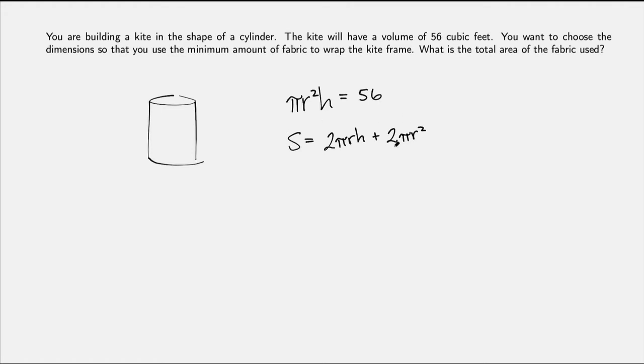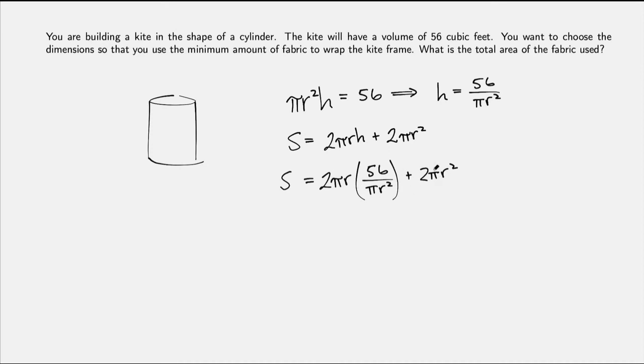Now we're looking for the smallest that this surface area can be, and so we come up here and we're going to solve for h, because then we'll be able to plug that in here and have this just a function of r. And so solving this thing for h here, we can get h by dividing by pi r squared. So we get 56 over pi r squared. And we'll take that value and plug it into h there. So we've got 2 pi r times that h, 56 over pi r squared, and then plus 2 pi r squared. And now we have surface area here as a function of r.